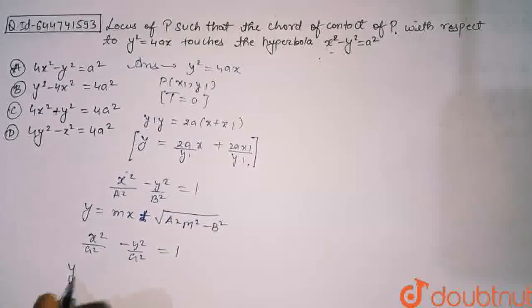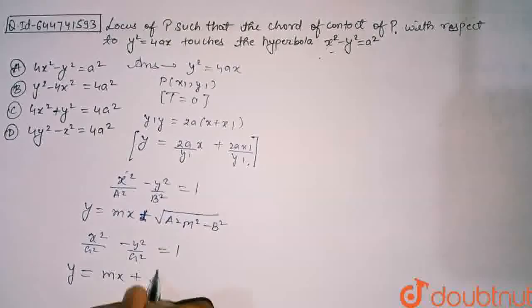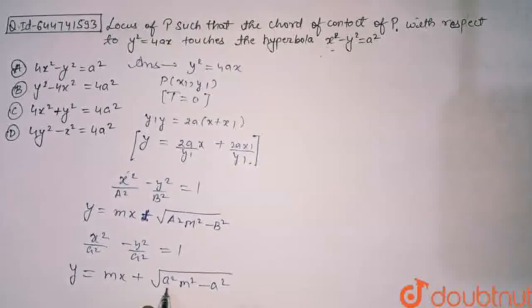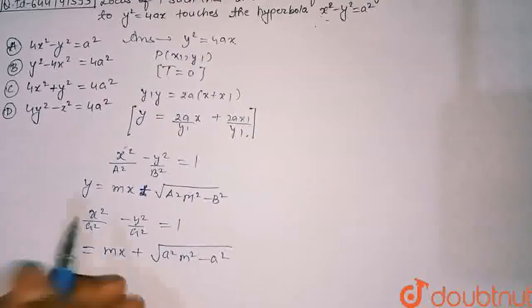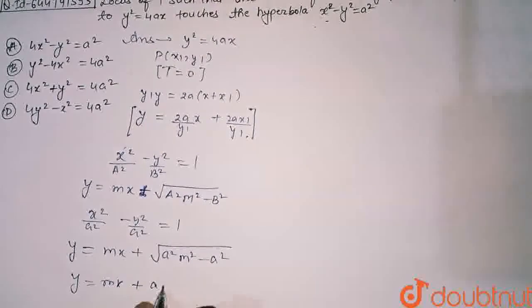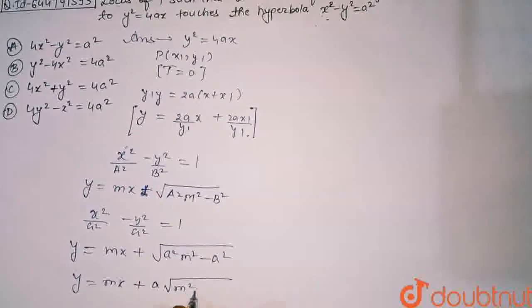So here we get the equation of tangent as y equal to mx plus root of a square m square minus a square. So we will take this a square common from this equation. So the tangent will be y equal to mx plus, taking a square common and taking it out of the square root, a root of m square minus 1. This is the equation of tangent.